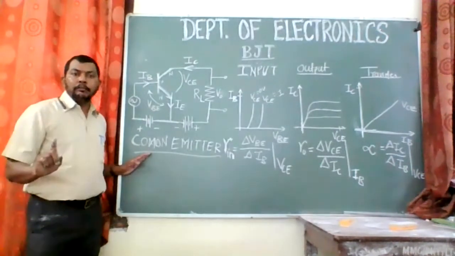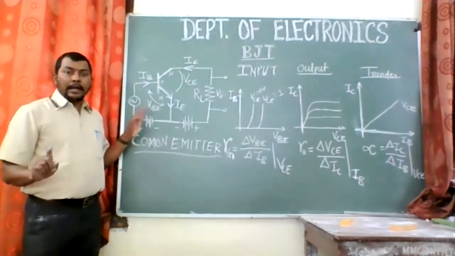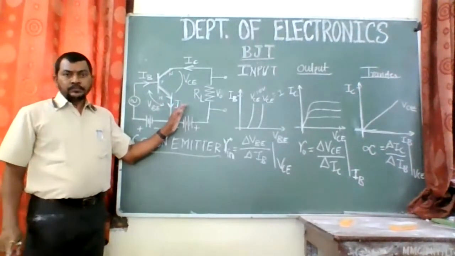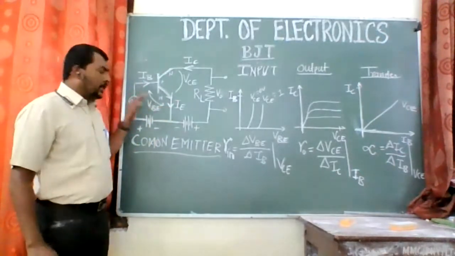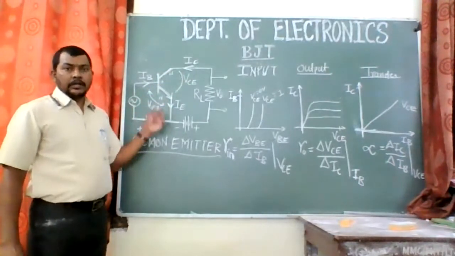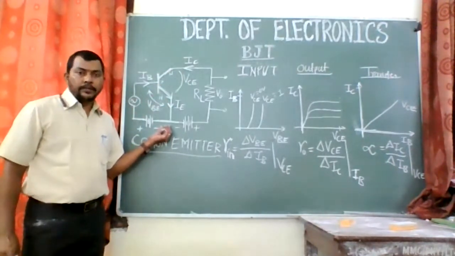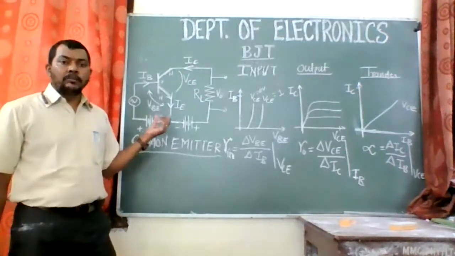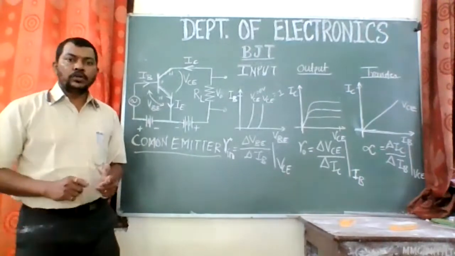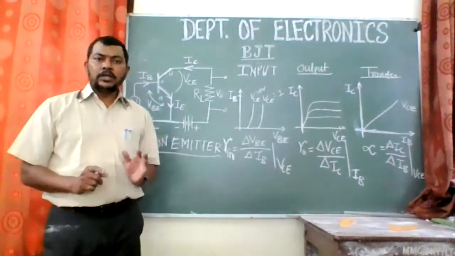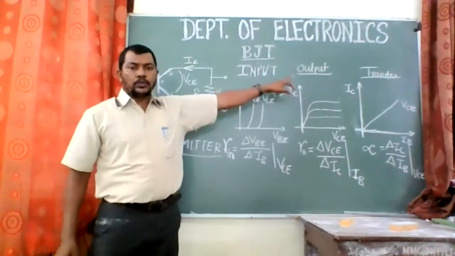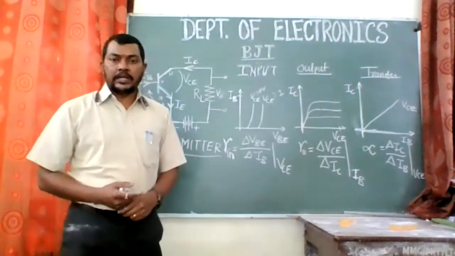This is a common emitter amplifier in which the emitter is common to the input as well as the output. The input is applied across the base and emitter, and the output is taken across the collector and emitter. The emitter is common, grounded, so that is why it is called a common emitter amplifier. Now we have three characteristics: the first one is the input characteristics, the second one is the output characteristics, and the third one is the transfer characteristics.